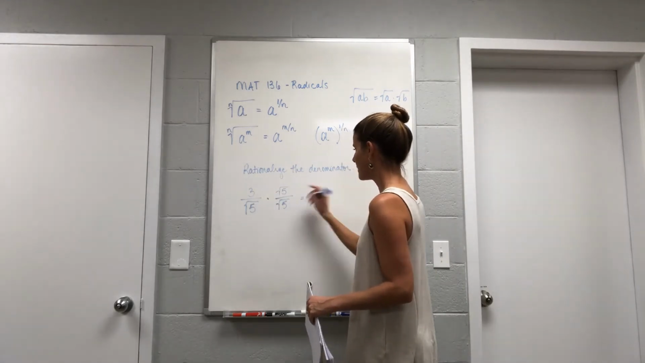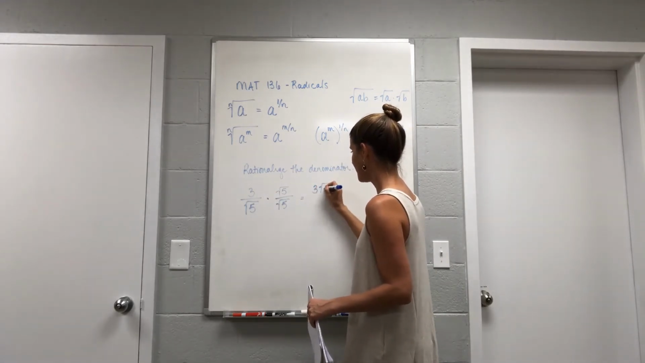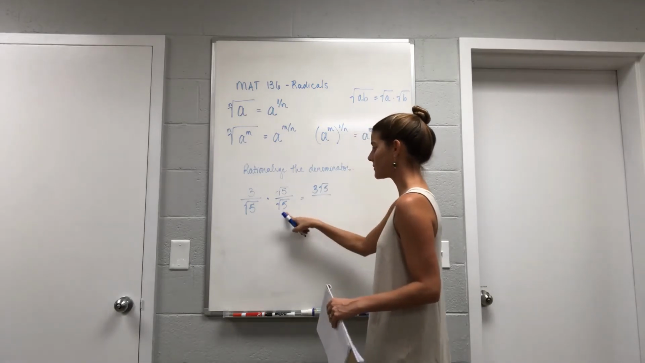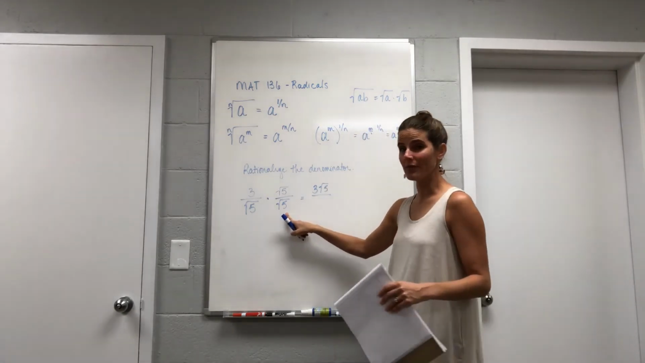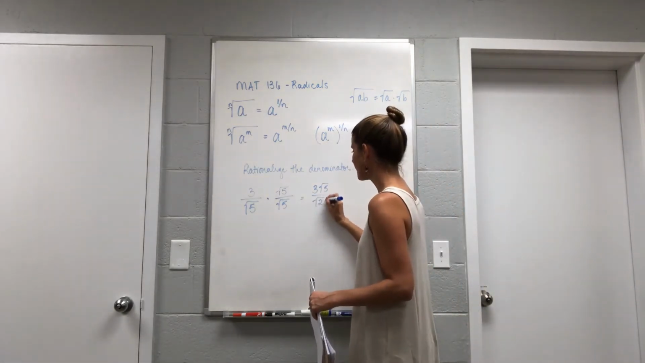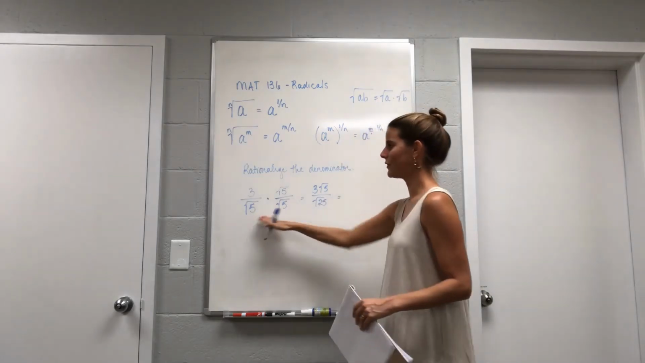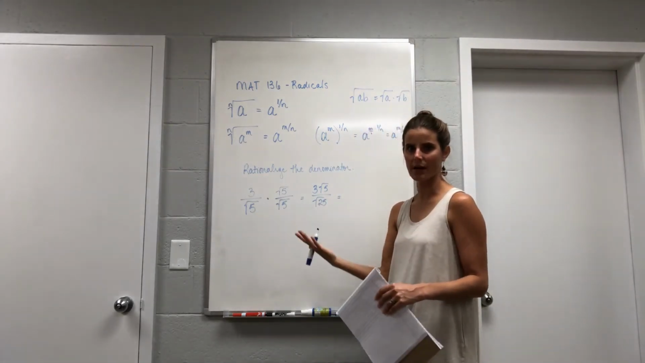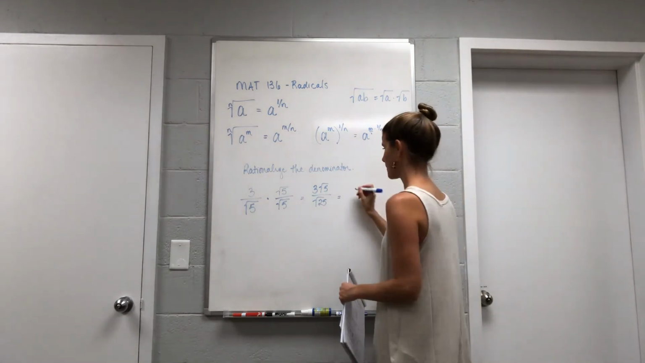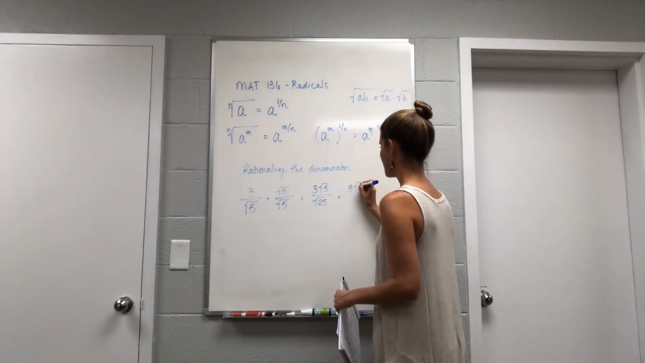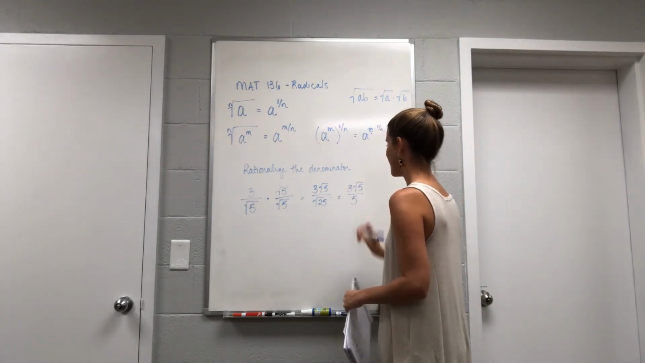So multiplying straight across, we'll get 3 times the square root of 5 over square root of 5 times square root of 5, which is the square root of 25, which is just 5. If you recognize that if you multiply a square root by itself, it's squaring it, so it will undo the square root. So that's 3 square roots of 5 over 5.